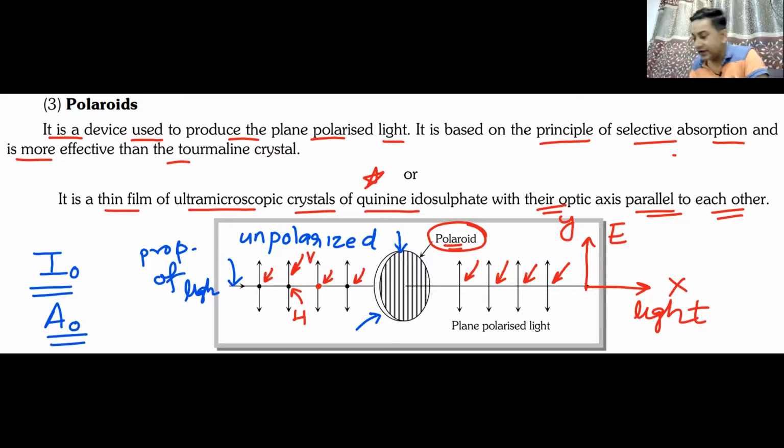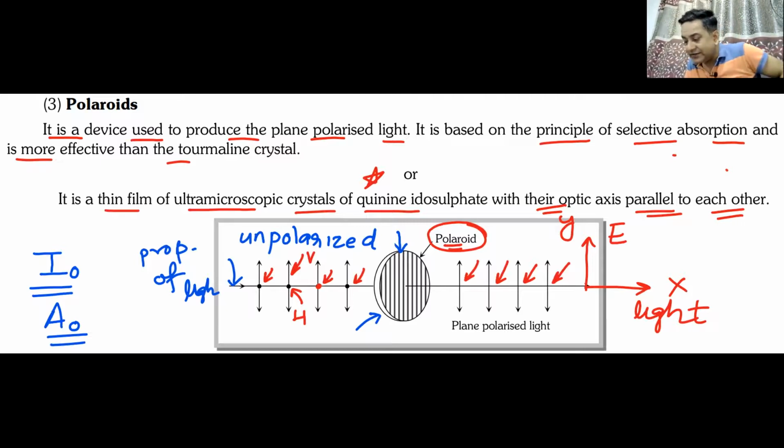On the left hand side, when the intensity of the unpolarized light, the blue light, is I naught and the amplitude is A naught, what will be the intensity of the polarized light? And what will be the amplitude of the polarized light? I have already told you that. What will be the value?